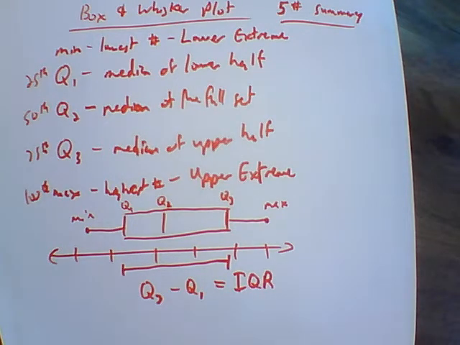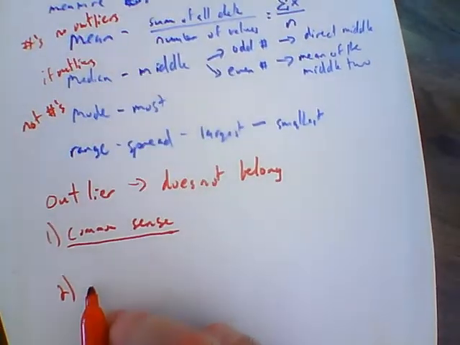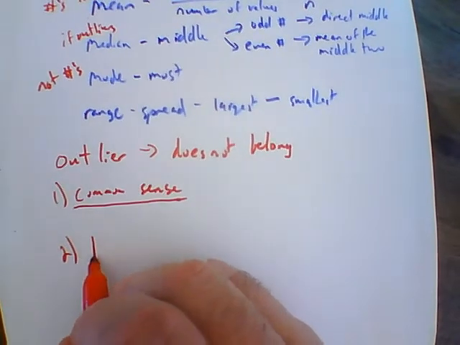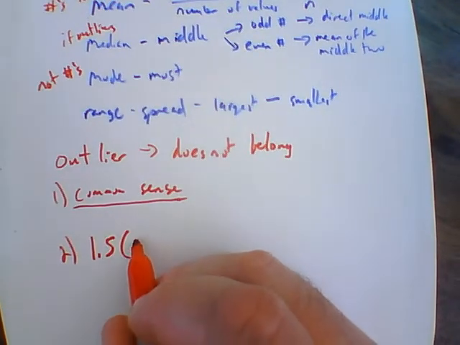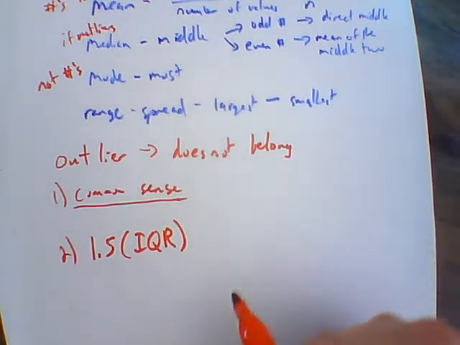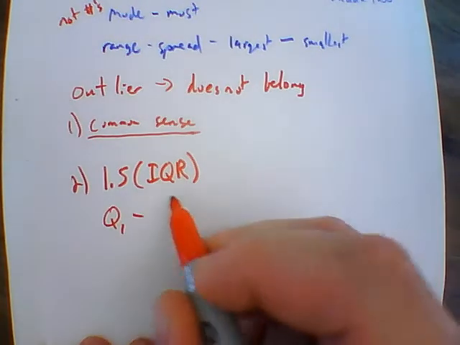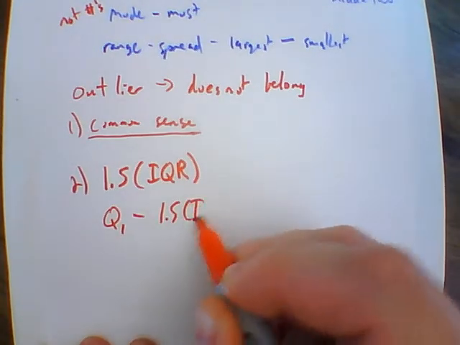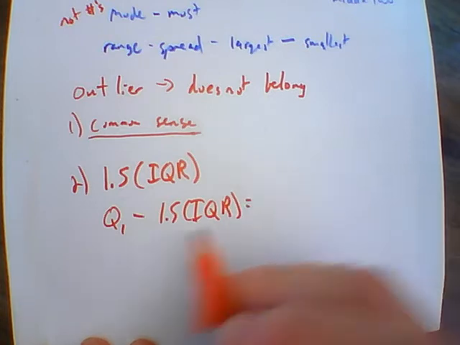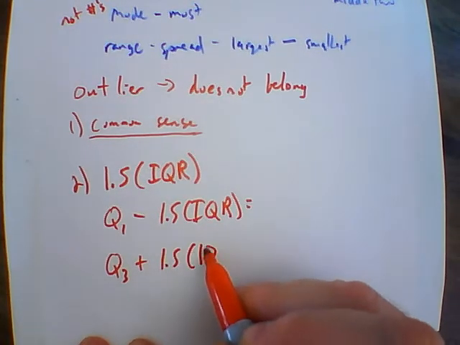Now, why is this important? Let me come back here to our outliers. Okay, an outlier can be distinguished using 1.5 times the interquartile range. And basically what we would do is take quartile 1 minus this number, and take quartile 3 plus this number.